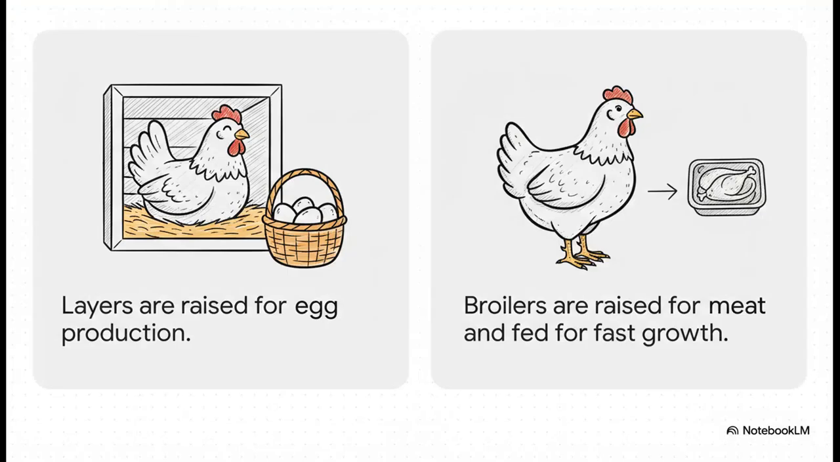Next up, poultry farming. Now, please remember the difference between the two main types of birds we raise. Layers are the birds which are raised for laying eggs. Broilers, on the other hand, are raised for meat. They are given a special protein-rich diet so that they grow fast. So, it's simple. Layers for eggs, broilers for meat.